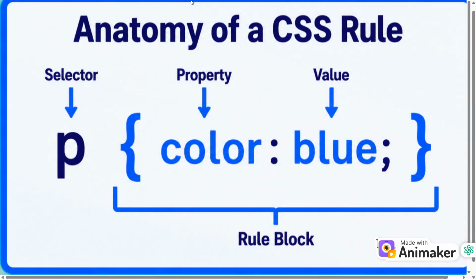CSS works by selecting an HTML element and then applying styles to it. Here's how it looks. You write the element name, called the selector, then inside curly braces, you write a property and a value. For example, p, then color: blue. That turns all your paragraph text blue.